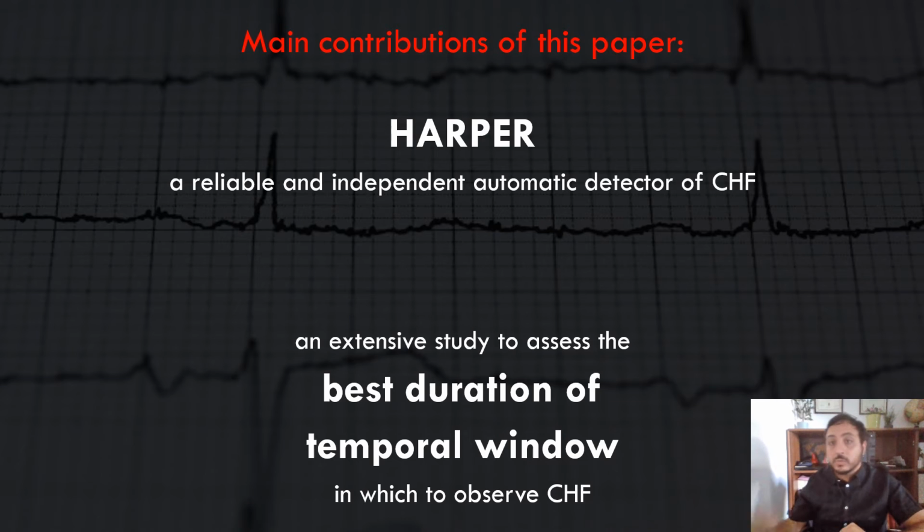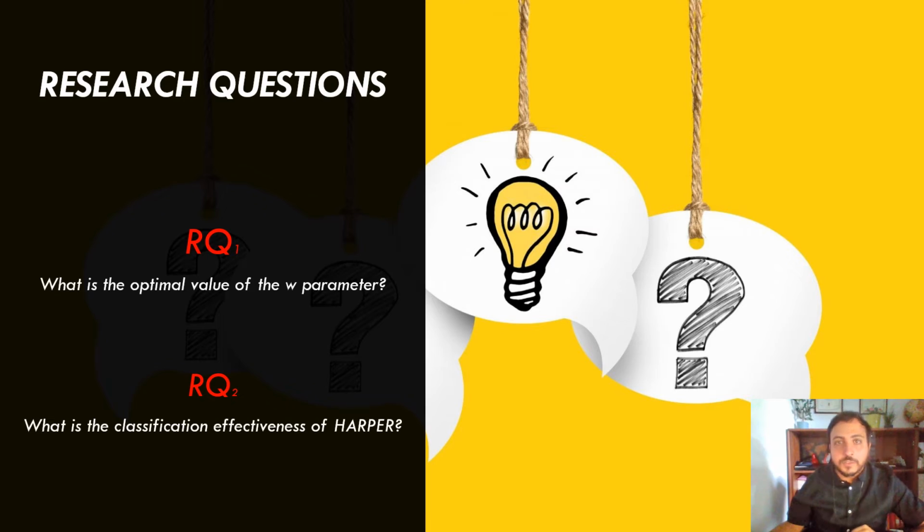This was done within two scenarios, the inter and intra patients. Therefore, this study is steered by the following research questions. RQ1: what is the optimal value of the length parameter W? With this research question, we aim to tune this length parameter to understand how many seconds of observation are needed to perform the best prediction.